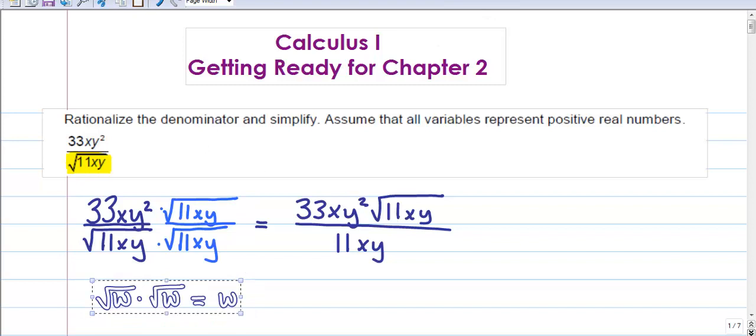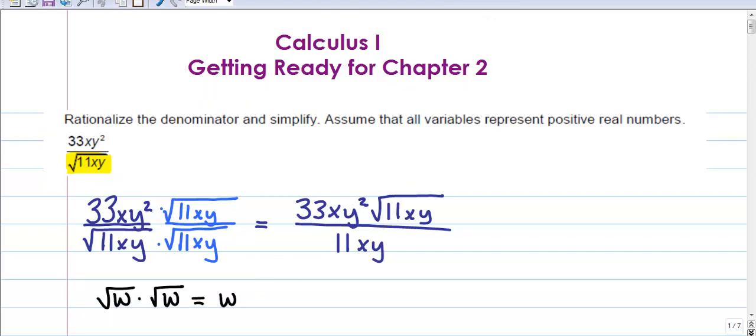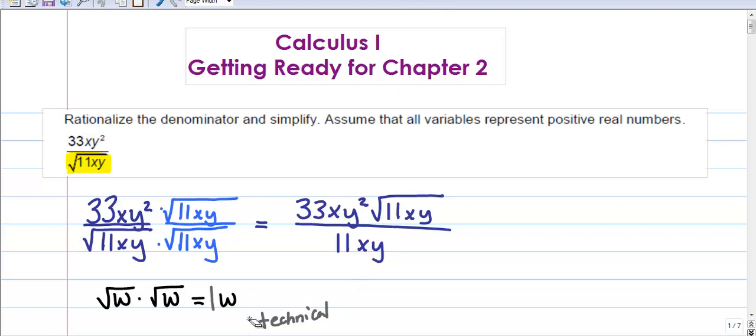Technically, there are absolute value bars here. But that's... Actually, I don't want to say that just yet.